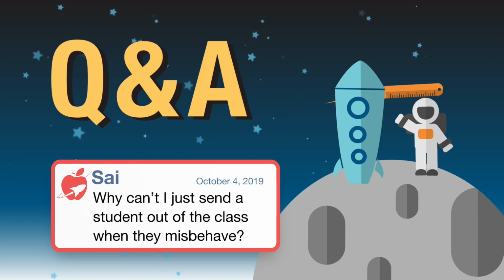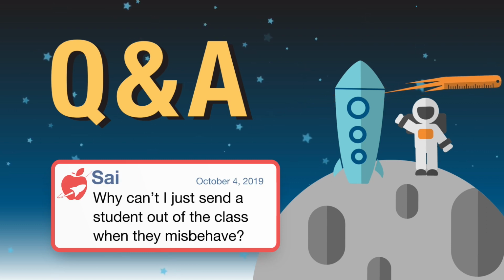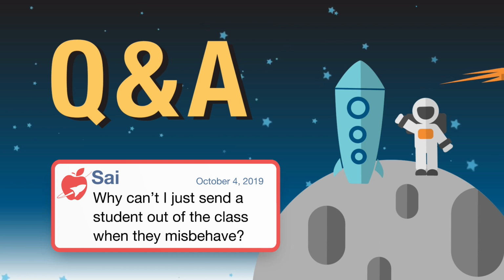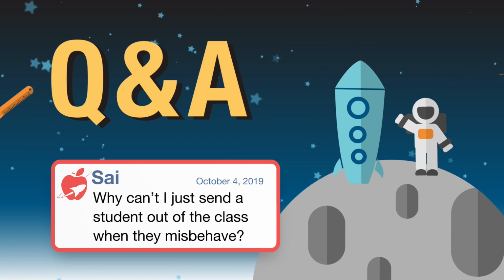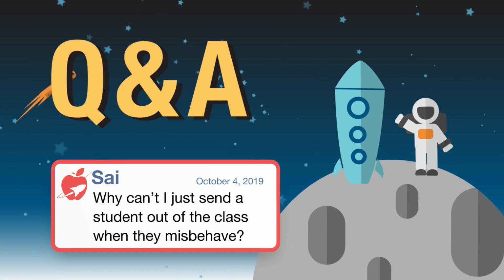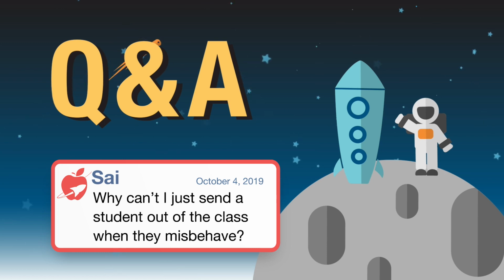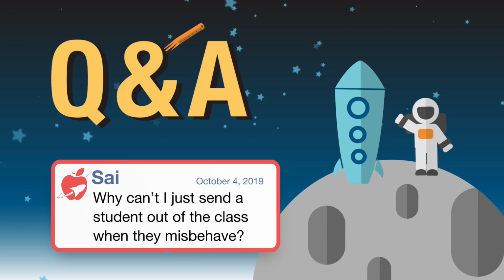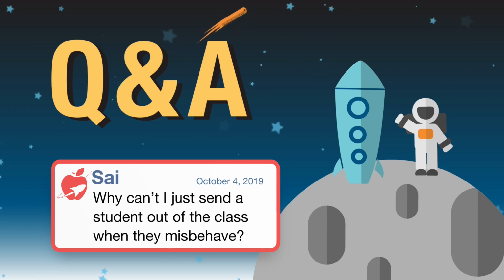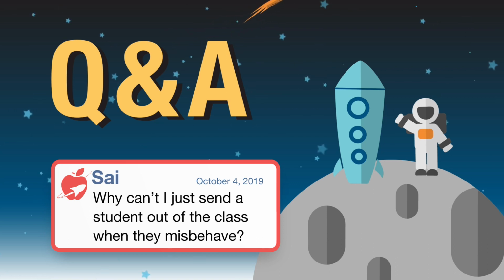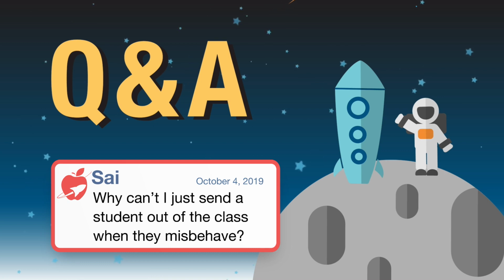Okay, and I've got a question here from Sai for Kyle. Why can't I just send a student out of the class when they misbehave? We've heard questions like this before, Kyle. Yeah, thanks, Sai. It is very tempting to send a student out because it seems like an immediate solution, right? But it's also a temporary solution that can ultimately lead to more problems.